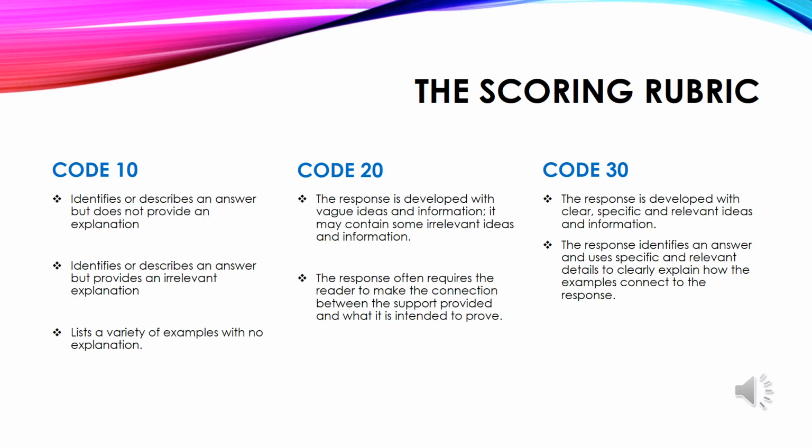A code 20 could be for two reasons. One, your response is developed with vague ideas and information, or some irrelevant ideas and information. Well, what's a vague idea? So in the example we had, the student had written, Delphi, Greece has special meaning. That's very specific. That's a city and a country.